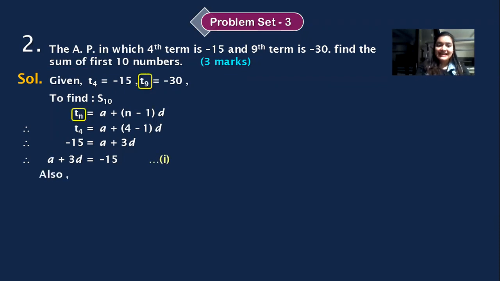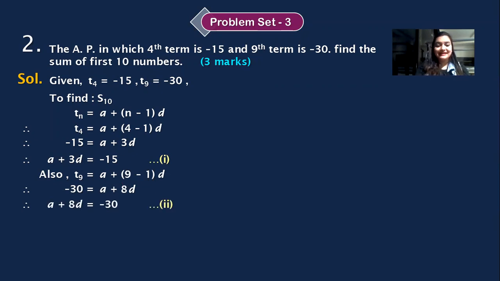For next Tn, I am replacing n by 9. T9 is equal to a plus 9 minus 1 d. T9 will be replaced by minus 30. A will be as it is. 9 minus 1 gives you 8. So my second equation is a plus 8d is minus 30. Now guys, if you observe, we are getting proper simultaneous equations 1 and 2. See the first term, a. You have the same term with same sign. You will subtract 1 from 2.